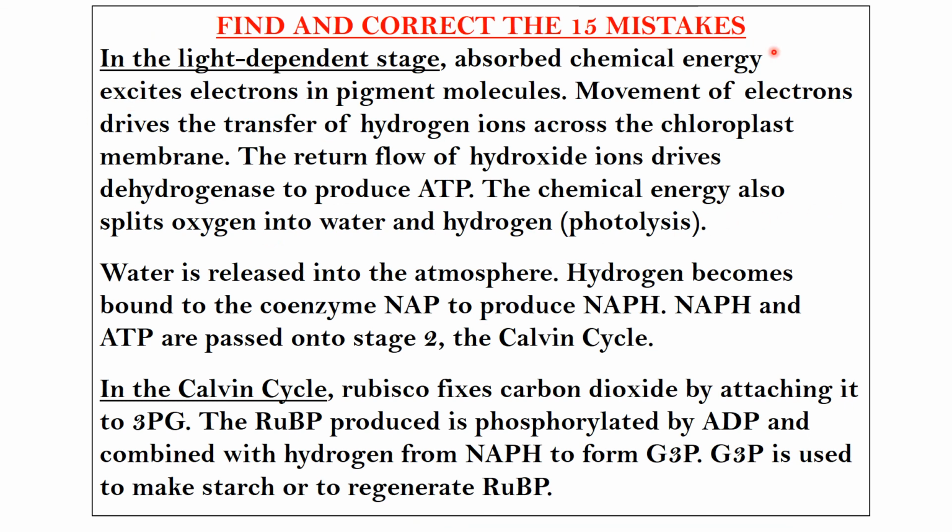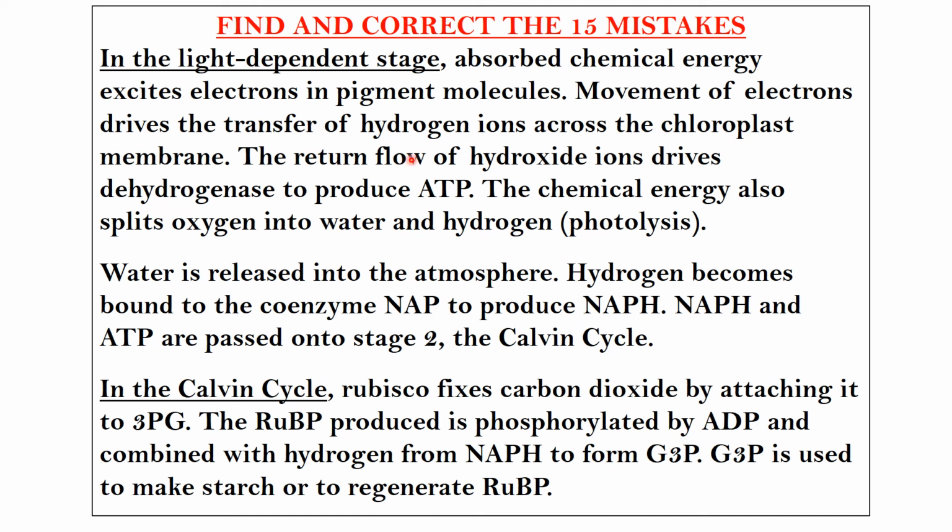And just to finish off, let's have a go at one of these. There's 15 mistakes in this. This is the 2 stages of photosynthesis. So press pause, write down what the mistake is. Each mistake is one word, and put in the correct word.